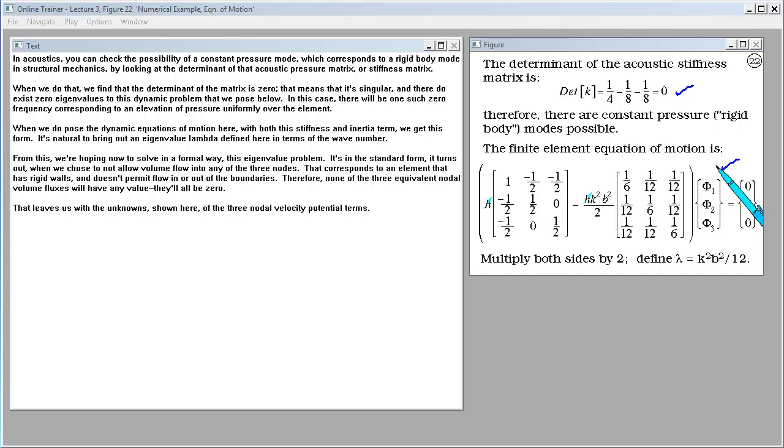When we do pose the dynamic equations of motion here with both this stiffness and inertia term, we get this form. It's natural to bring out an eigenvalue lambda defined here in terms of the wave number. And from this, we're hoping now to solve in a formal way this eigenvalue problem. It's in the standard form, it turns out, when we choose to not allow volume flow into any of the three nodes. And that corresponds to an element that has rigid walls and doesn't permit flow in or out of the boundaries. Therefore, none of the three equivalent nodal volume fluxes will have any value. They'll all be zero. So that leaves us with the unknowns shown here of the three nodal velocity potential terms.